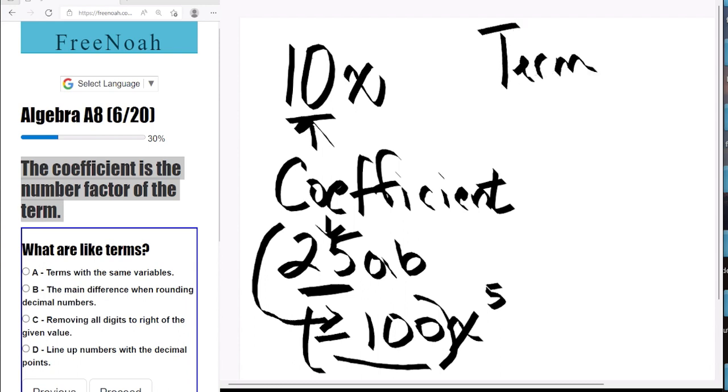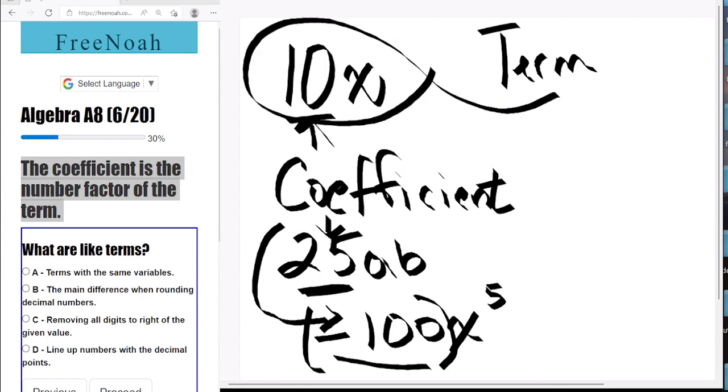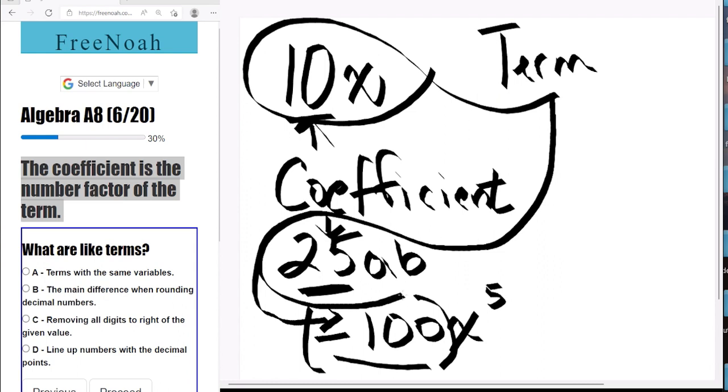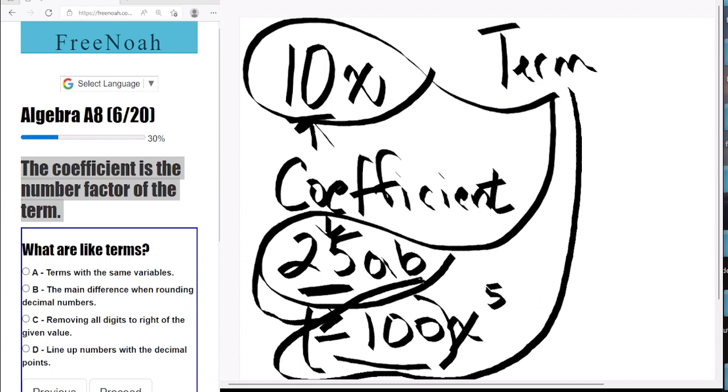So what is a term? Well, the term is the entire expression here. The term is the entire term: 10x, 25ab, and negative 100x to the 5th power. These are terms. Now, what are the coefficients? Well, the coefficients are 10, 25, and negative 100.